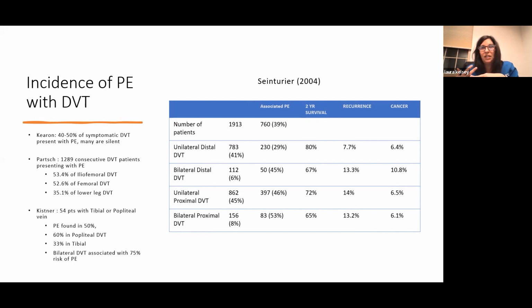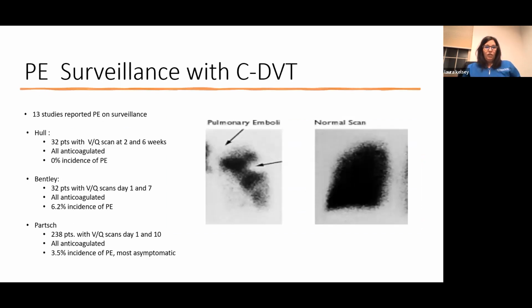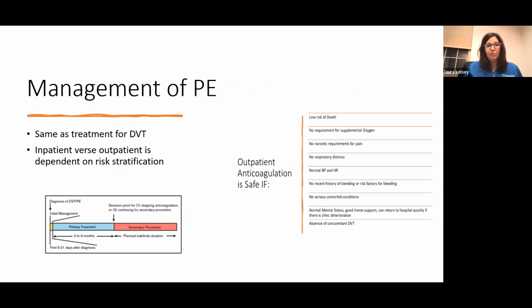And the mortality is significantly different. Now, does it matter if they have a bilateral DVT if you're going to treat them? Probably not. If you're going to treat them, it probably doesn't matter. But if you're not going to treat them, it might be significant. They did do surveillance studies on patients with isolated calf clots, and so they followed them with VQ scans. The studies that were published all had the patients anticoagulated, but it showed between a 0 and 6% incidence of concomitant PE in those patients.